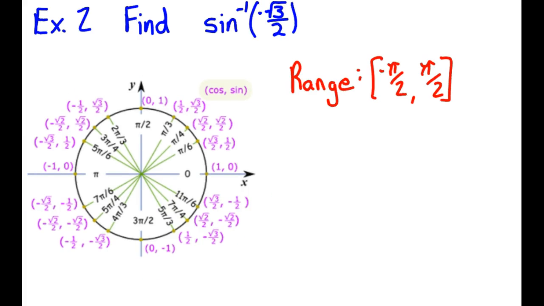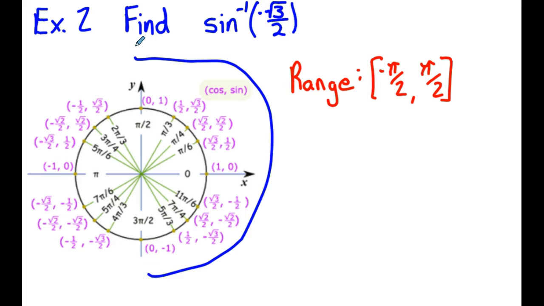Now going to example 2, in this one we want to find the inverse sine of negative radical 3 over 2. Again, our range is still going to be negative pi over 2 to pi over 2. So we're looking at the right portion of our unit circle. We're looking for where the y value, the value of sine, is equal to negative radical 3 over 2. So we have to go down to the fourth quadrant, and that occurs at 5 pi over 3.